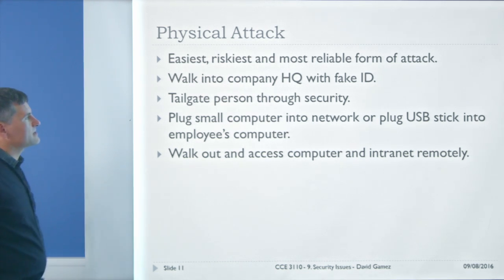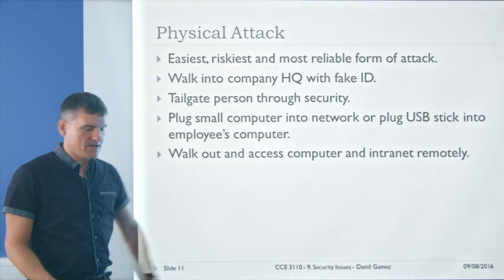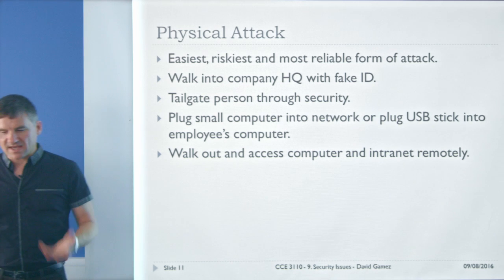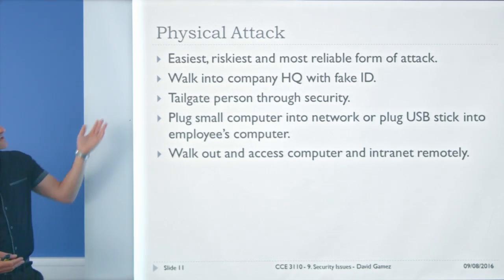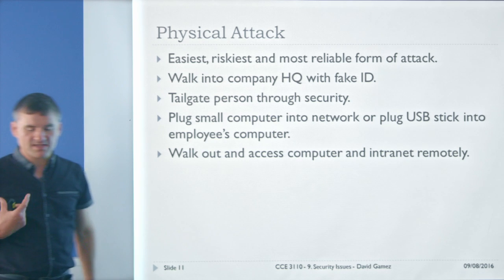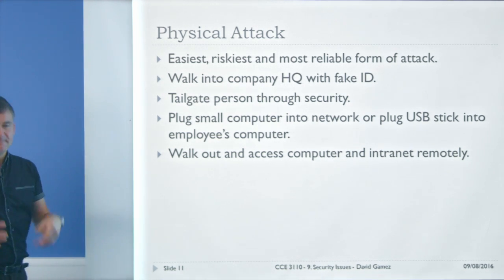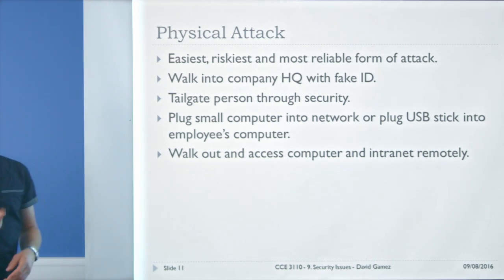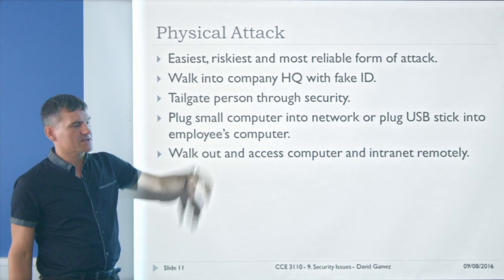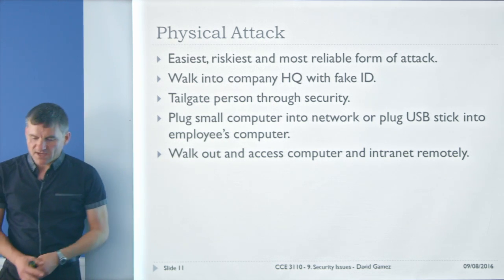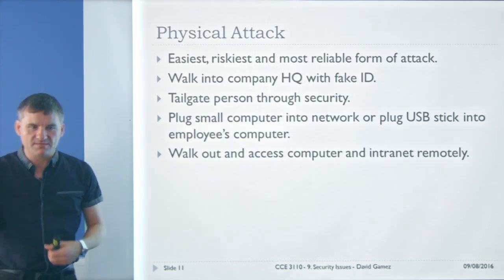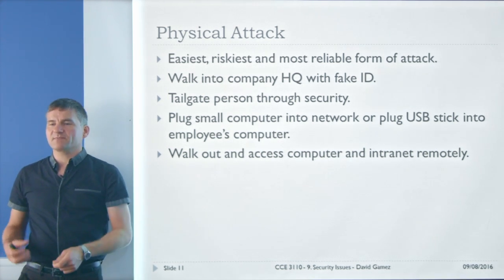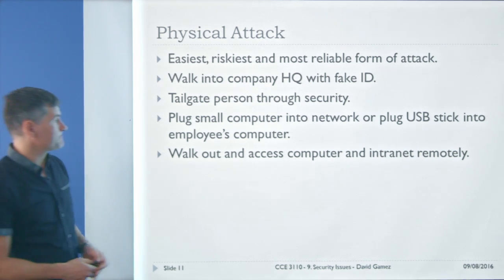So this is a physical attack. It's easy because it doesn't require any really complex technical knowledge. All you have to do is walk into the company HQ with a fake ID. You take a picture of someone walking into the company, copy their ID using Photoshop or whatever, and print one out. And because the ID is not going to get you into the company, you're going to have to tailgate a person through security. People are notorious for holding doors open for other people. It's a sort of built-in politeness mechanism, right? So if the door has a security access mechanism on it, chances are someone's going to hold it open for you.